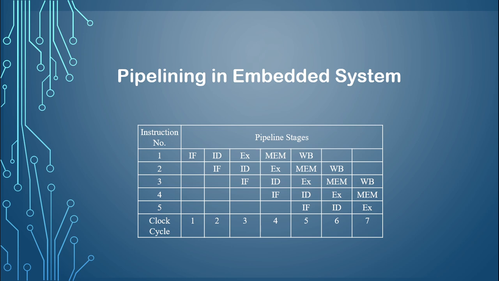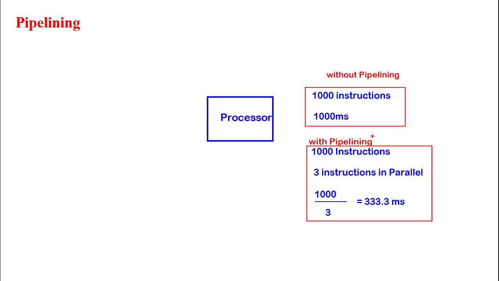In this video, I'll be explaining one important topic in embedded systems called pipelining. Without pipelining, my processor will take 1000 milliseconds to execute 1000 instructions, but with pipelining, it takes 333 milliseconds. So which one will we prefer? Being an embedded engineer, time is very crucial in our embedded system. The less time you take, the more efficiency there will be and the faster your processor will execute. So that is the main motto.